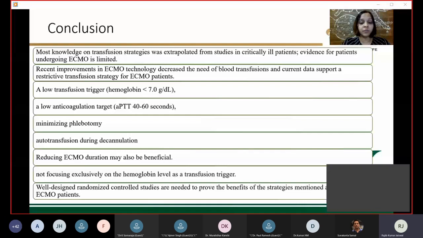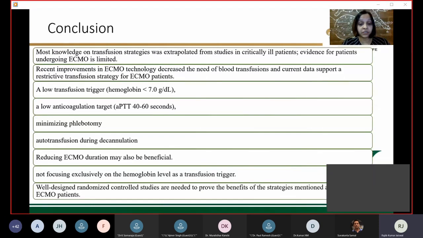In conclusion, most knowledge on transfusion strategies is extrapolated from studies in critically ill patients. Evidence for patients undergoing ECMO is limited. Recent improvements in ECMO technology decrease the need for blood transfusion, and current data support a restrictive transfusion strategy for ECMO patients. A low transfusion trigger, hemoglobin less than 7 g/dL, is acceptable.